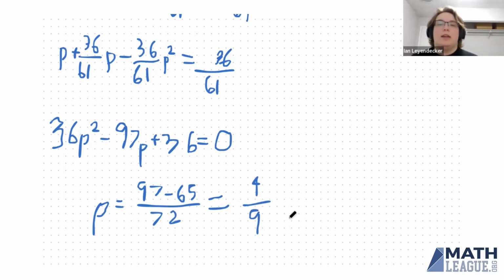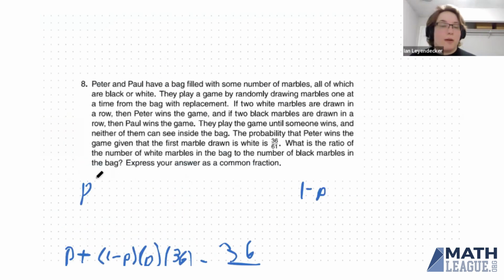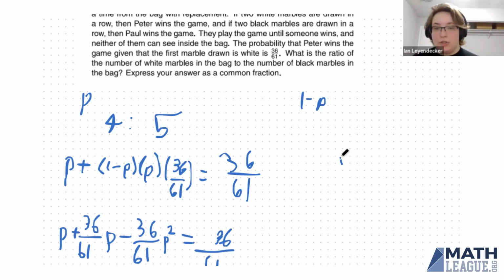Then that means, because remember that P is the probability that we pull a white in a single pull, that out of every 9 marbles in the bag, 4 of them are white. And if 4 of them are white, then 5 of them are black in every 9 marbles. And the ratio 4 to 5 as a fraction is 4/5, which is our answer.